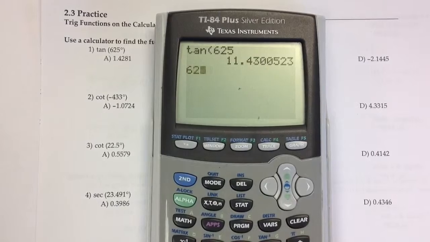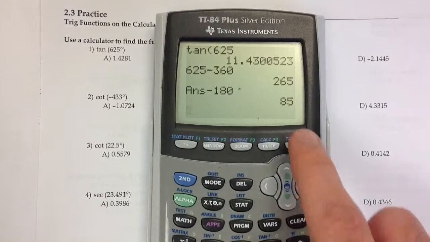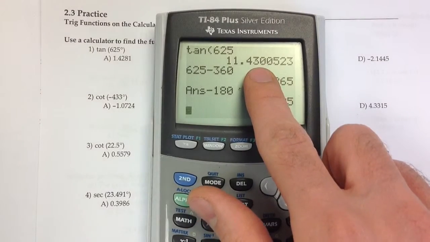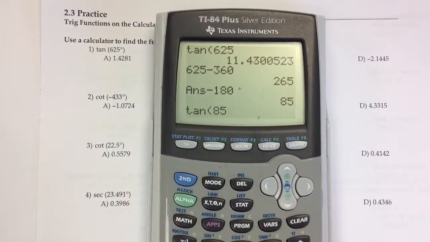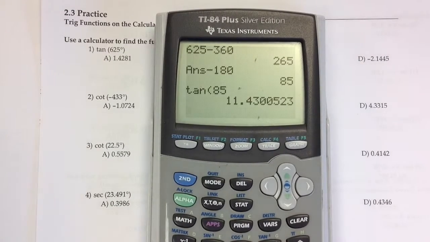But if you whittle this thing down to an acute angle, if you subtract 360, you get 265. If you take off 180, you get 85. 85 can exist in a right triangle. So the ratio of the opposite to the adjacent side with respect to 85 degrees is 11.43 to 1. And check it out. Tangent of 85 is 11.43. Connection. Okay? Any questions on number 1?